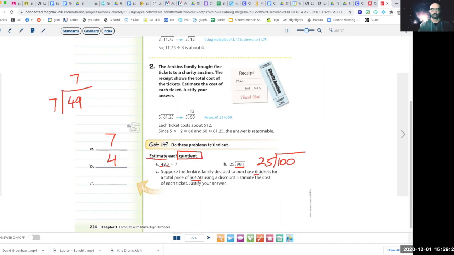Ready, go. All right, so what we're going to do is I'm dividing by 6, and $64.50 is close to, I could round it to 65, but I'm actually going to round it to a number that is not right next to it. I'm going to round it to 66 because that's pretty close. And I know that 6 goes into 66 really well, and it's really easy. 66 divided by 6 is 11. So the estimate is 11. Got it? Great.